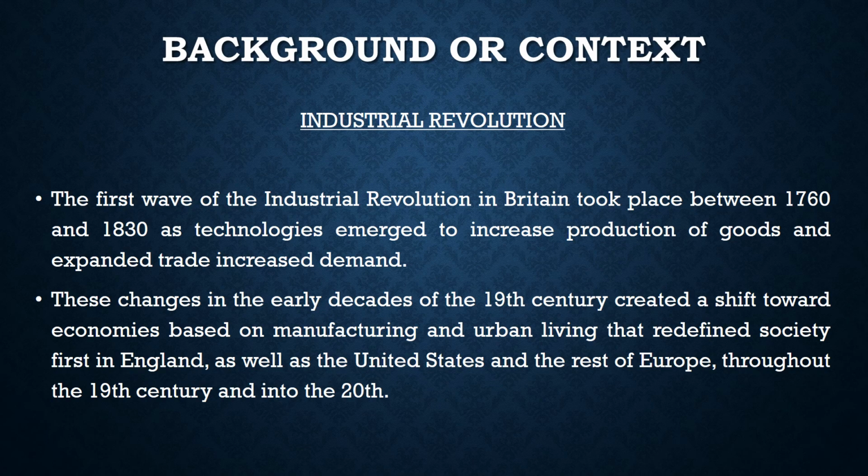And with the advent of the Industrial Revolution, several changes took place in the early decades of the 19th century, which created a shift toward economies based on manufacturing and urban living that redefined society first in England as well as the United States and the rest of Europe throughout the 19th century and into the 20th, which means that after the Industrial Revolution, several things underwent change in the society.